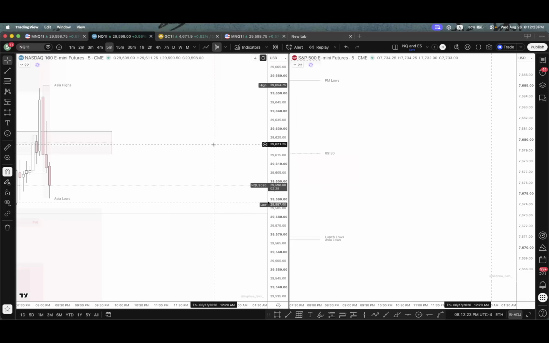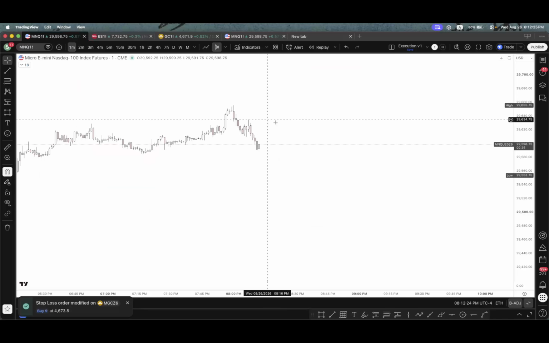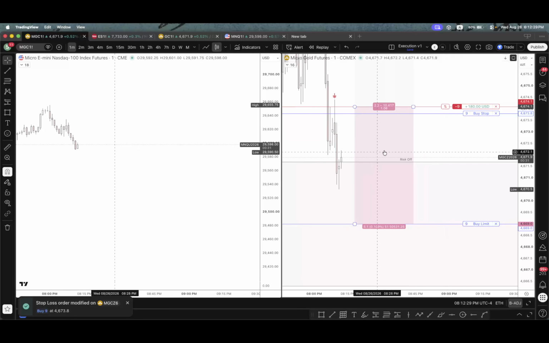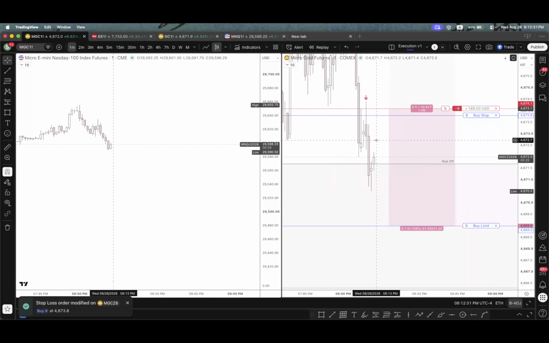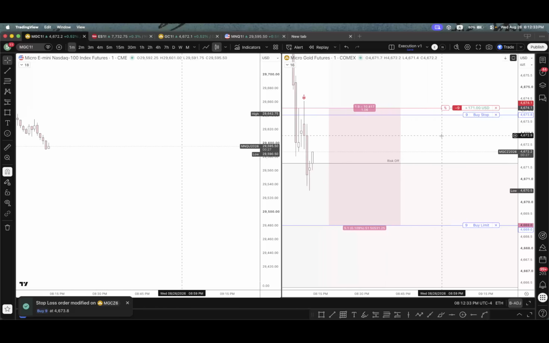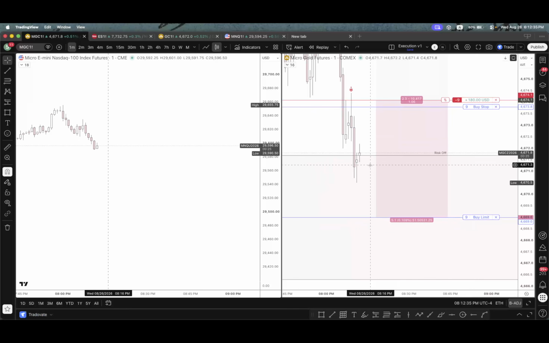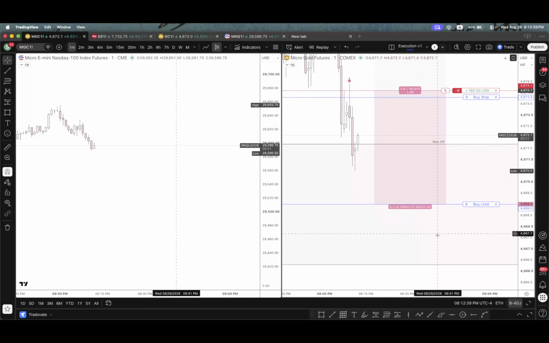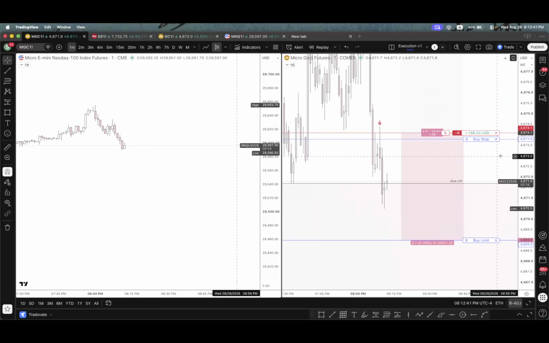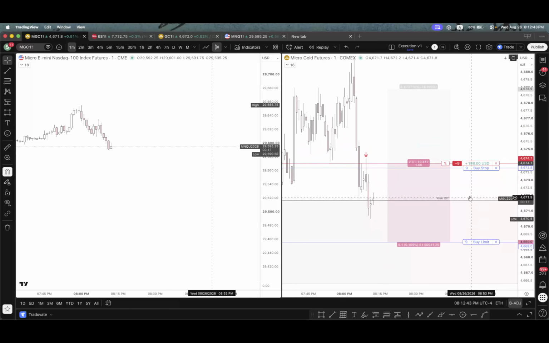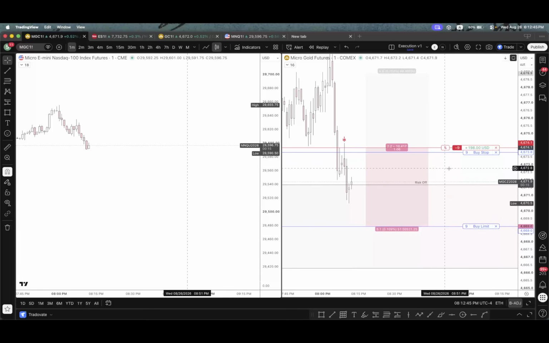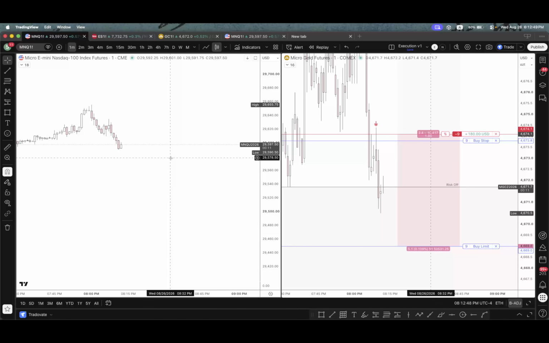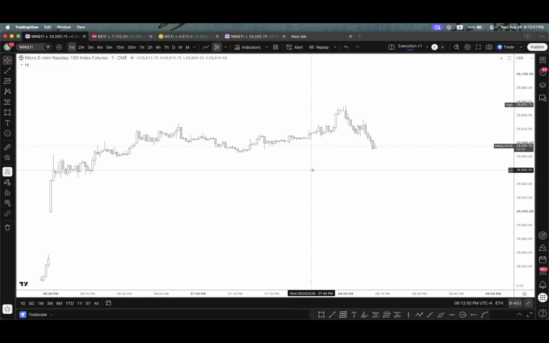Let's check on GC really quick. Alright, GC's up, but okay, looks like it's reversing, but I want it to go through. Alright, if it's a reversal, it's fine. We'll at least get break even. That's okay. But let's just focus on NQ for now.